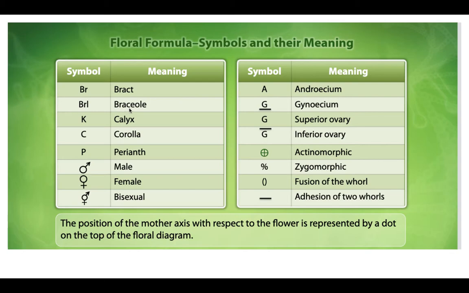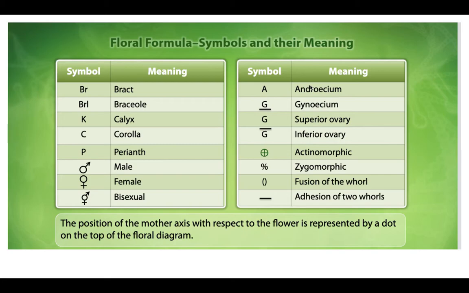BRL means bracteole, and K is representing calyx, C is representing corolla, and P representing perianth, where corolla and calyx get fused with each other. This symbol represents the male part of the flower, this symbol represents the female part of the flower, and in this condition that symbol is used in the condition of bisexual flower.